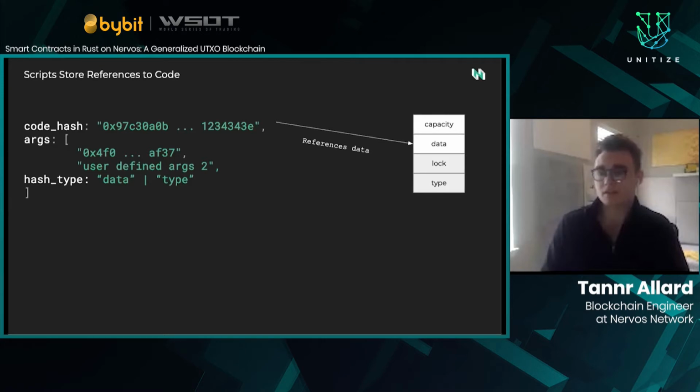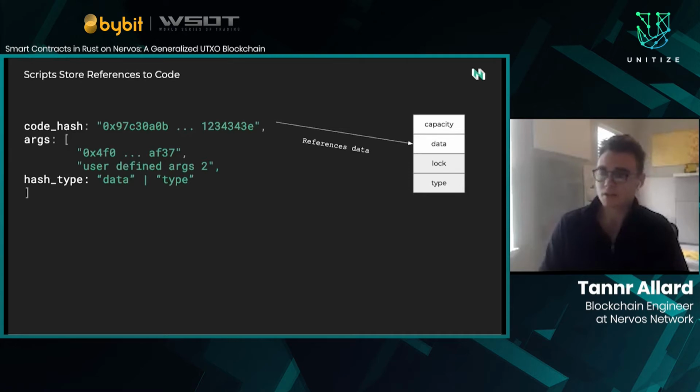And we'll call that cell a code cell. And then it's potentially the case that you want to use the code stored in that cell to verify many different cells. You want to attach it to many different cells. And so these lock and type fields are actually references to some other cell that contains the executable code.